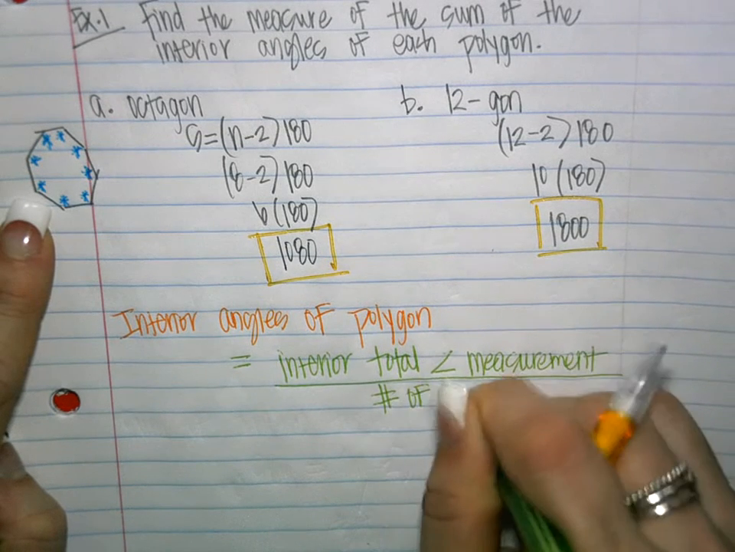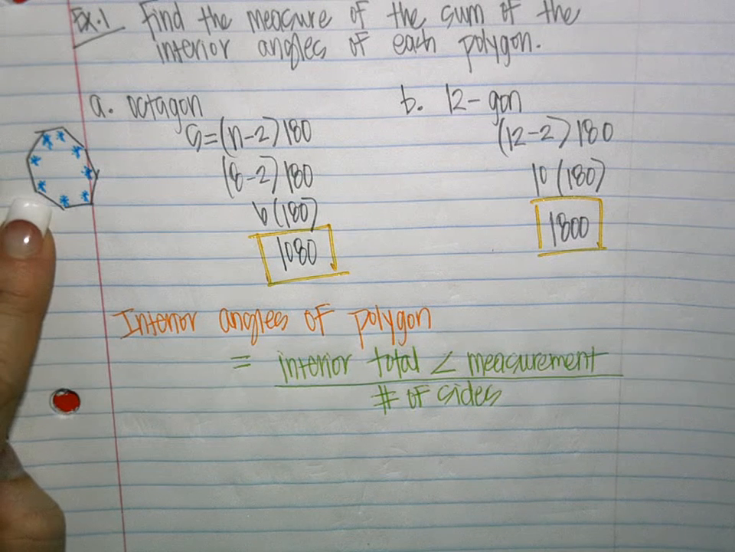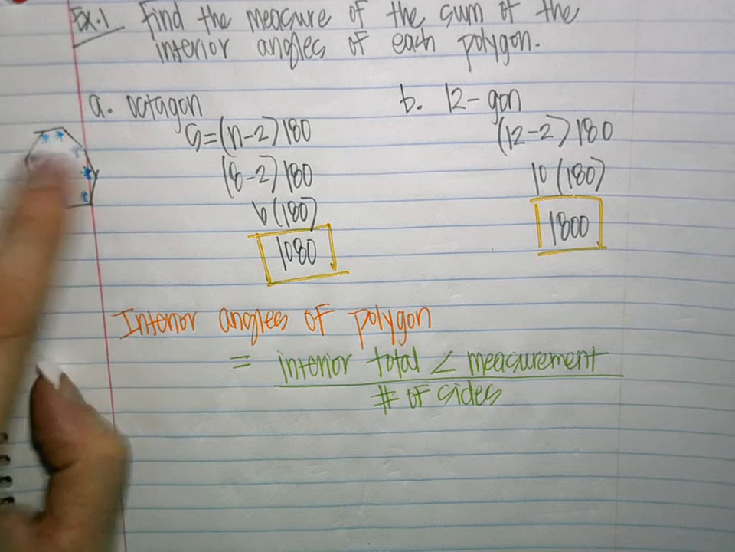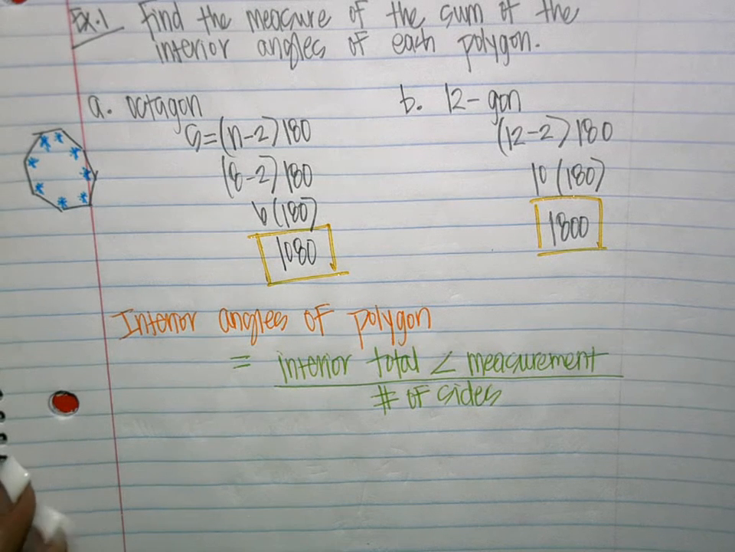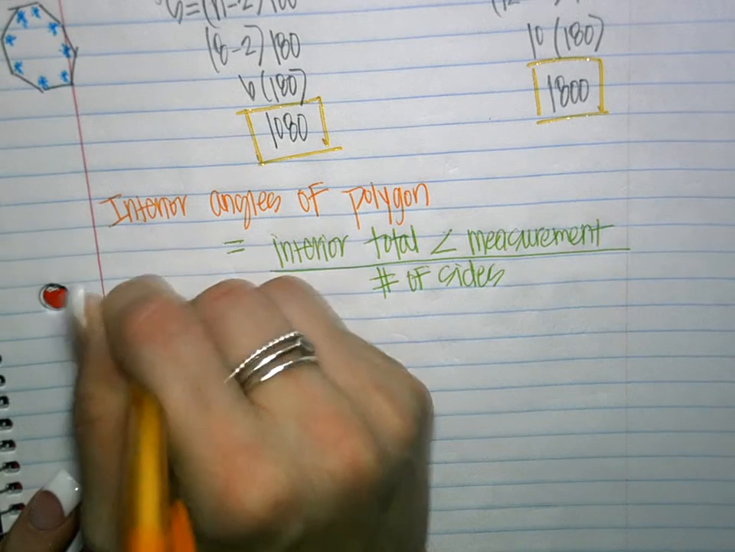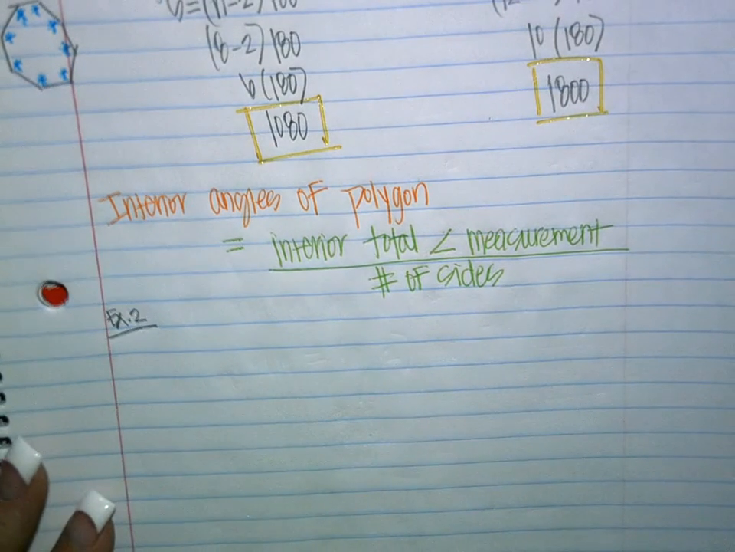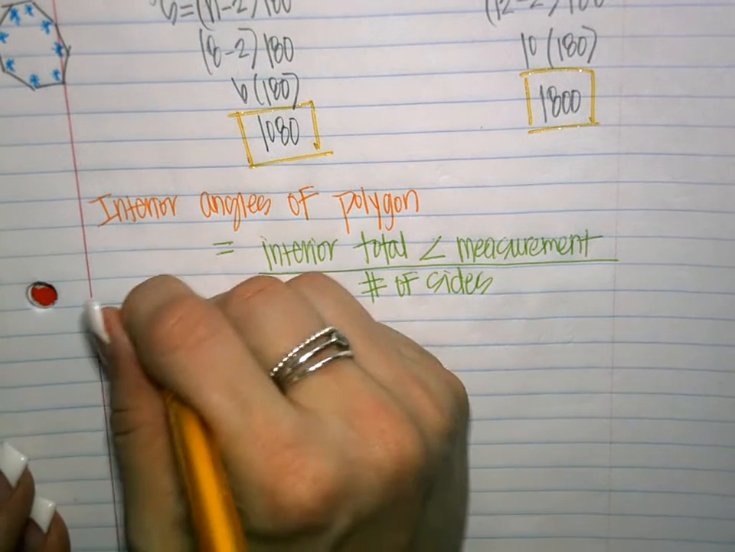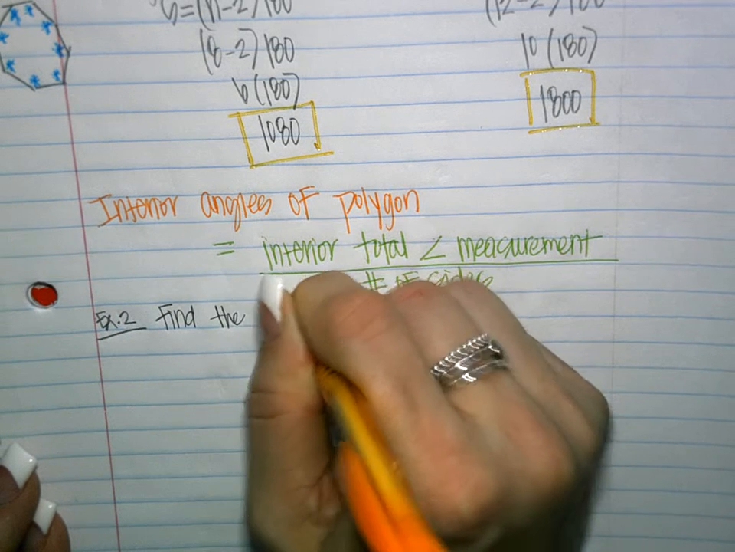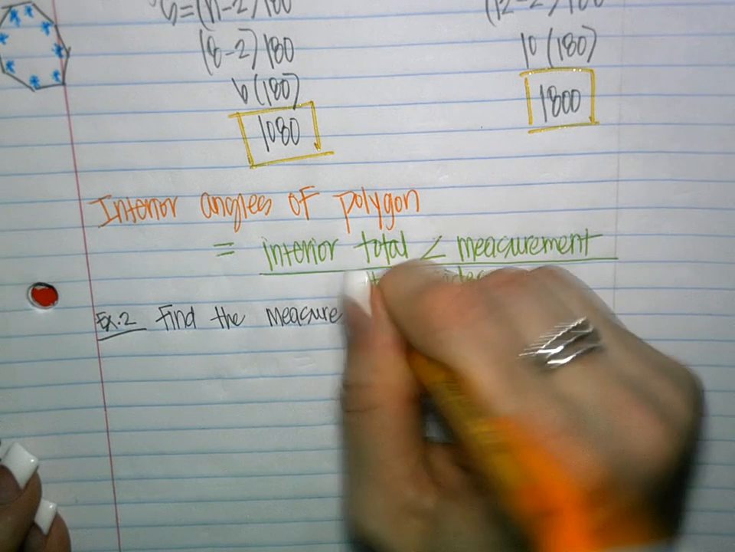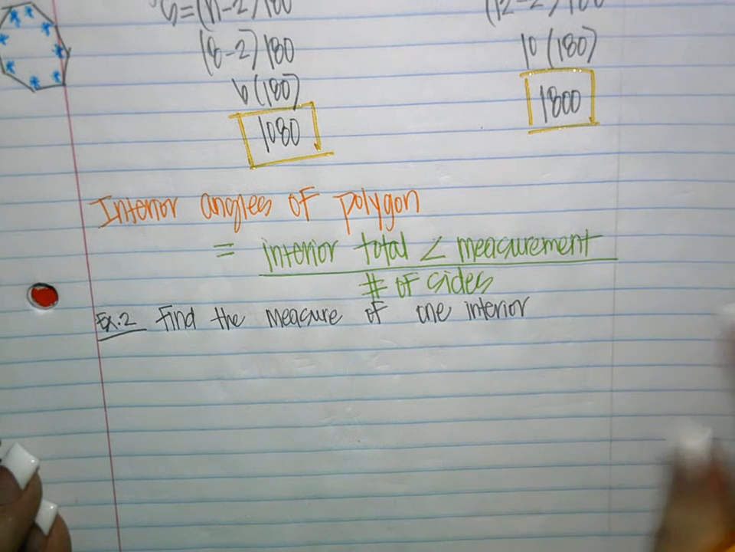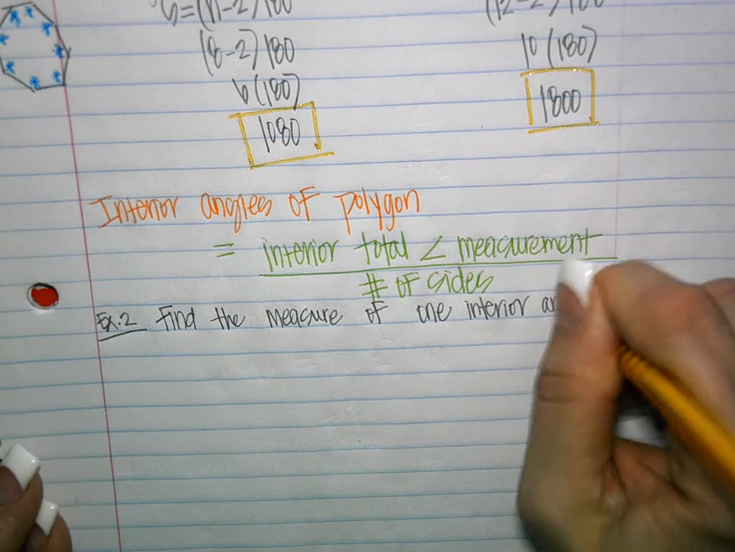You just divide by the number of sides. So if there's 8 total, what would you divide by here? 8. Okay, you'd divide by the number of sides. So for number 2, we found the total sum of the interior angles. Now I want you to find the measure of just one interior angle. There are 3 examples. Find the measure of one interior angle of each polygon.